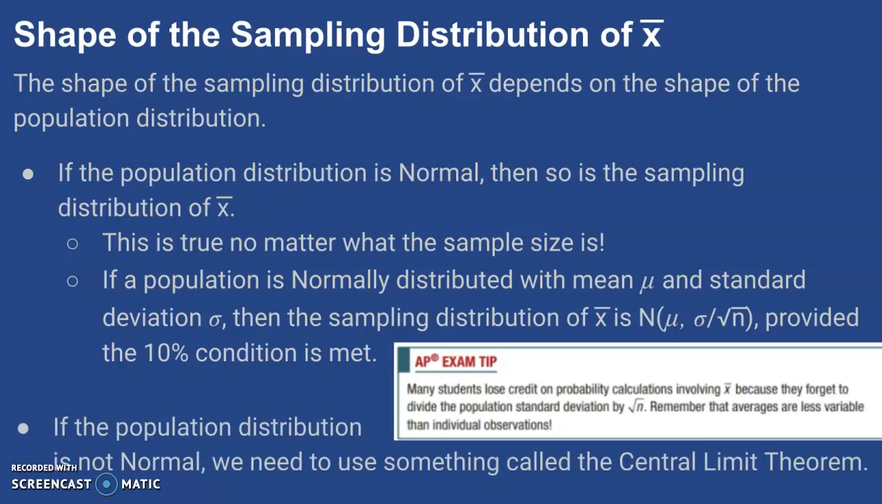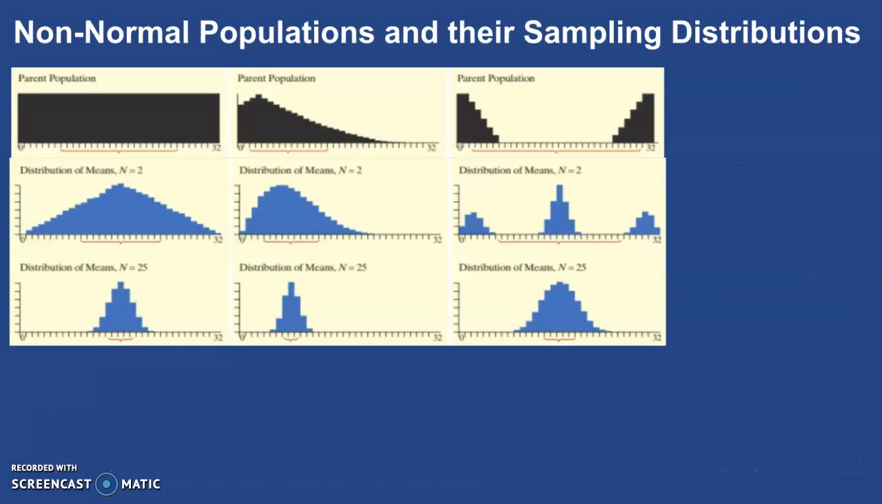If the population distribution is not normal, we need to use something called the central limit theorem. So to understand it, take a look at these populations. The first parent population is uniform. The second one in the middle is skewed to the right, and the third one is two separate groups of data with a large gap in the middle.